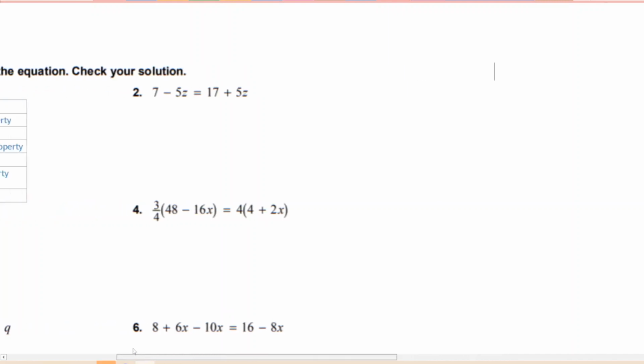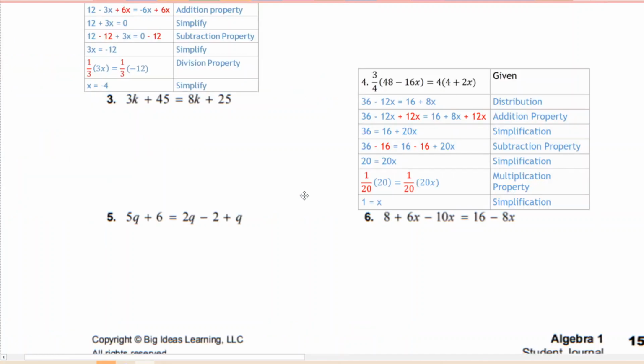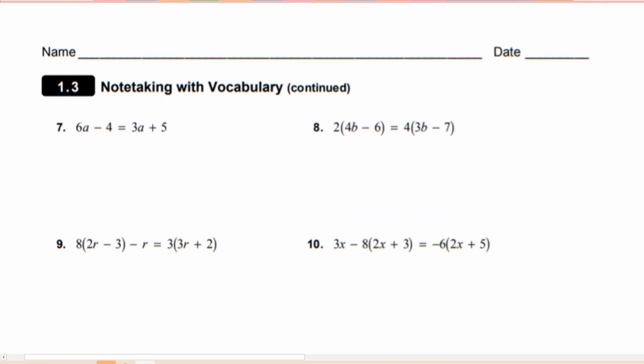Okay, let's put that in its place. That's our question 4. And we're doing every third problem, so our next one here is going to be number 7. This one seems like a pretty easy one. So let's try that. Let's move that over to this side over here.